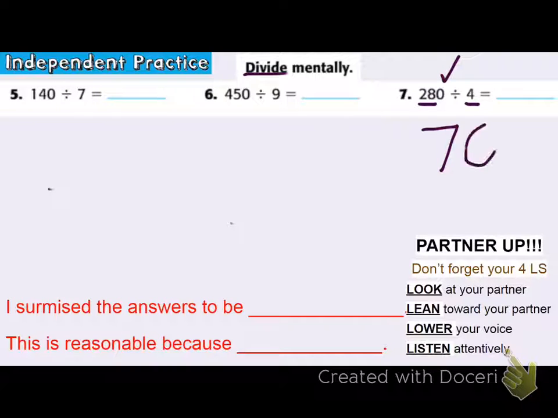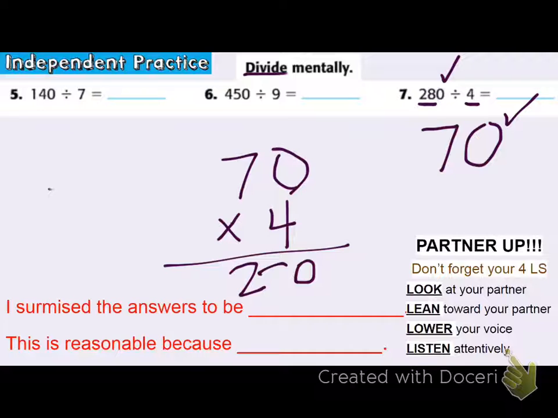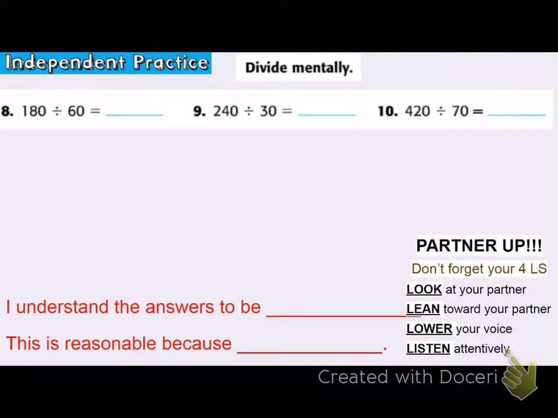I better have 1 0 in my answer too, so that they match. That's the pattern. I can check and see if it's reasonable because I surmise the answer to be 70. 70 into 4 groups is 280 as the dividend. I know I am correct.